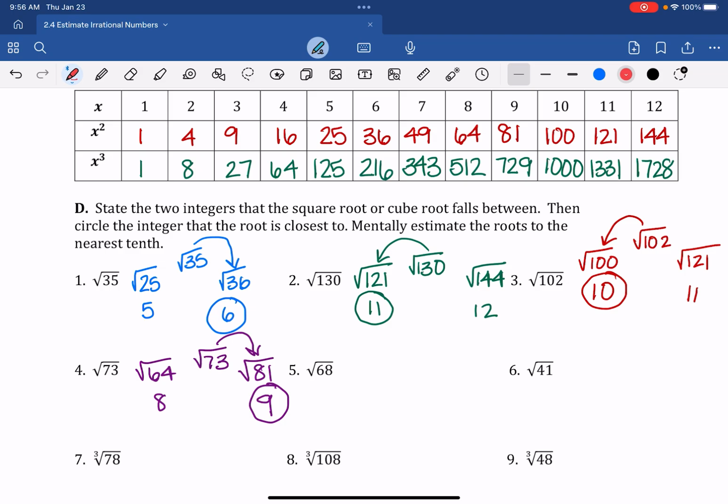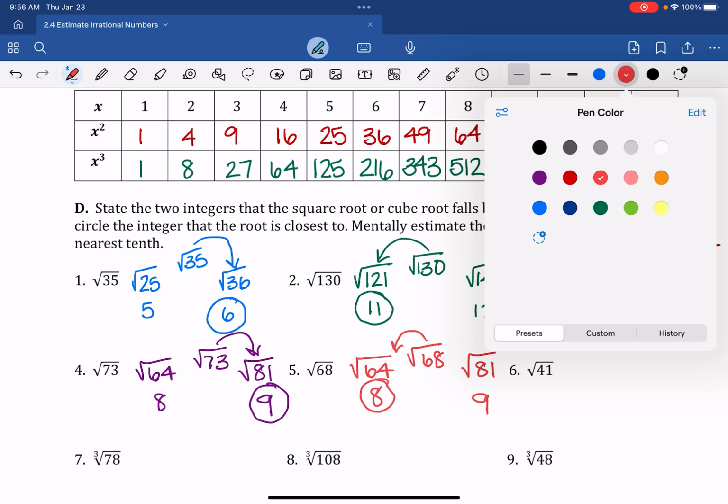Okay, the square root of 68, we're still looking at that second row because we're doing square roots. That's in between the square root of 64 and the square root of 81. So the square root of 68 will be in between 8 and 9 somewhere. 68 is closer to 64, so the decimal will be closer to 8.